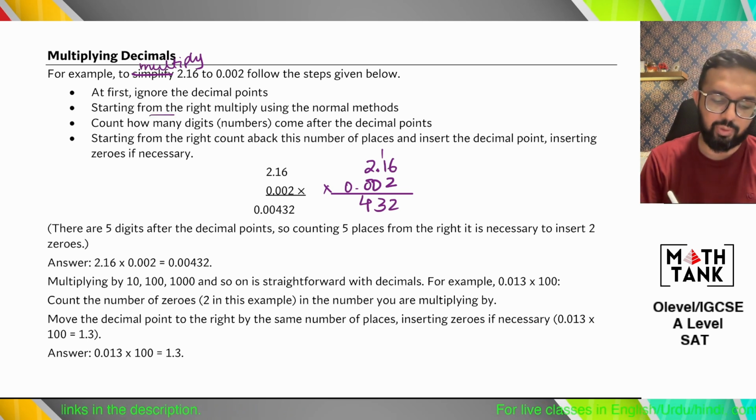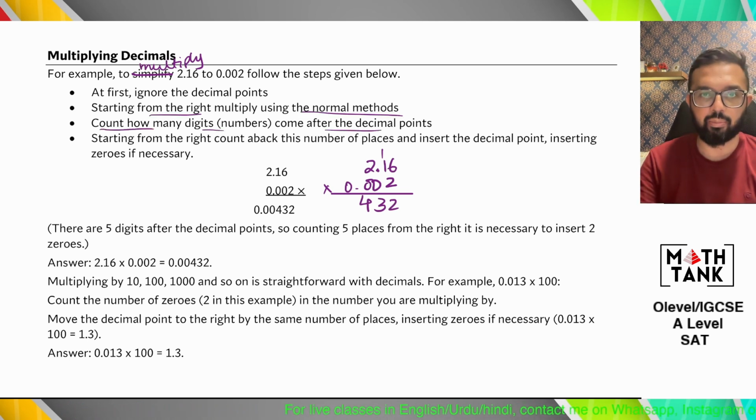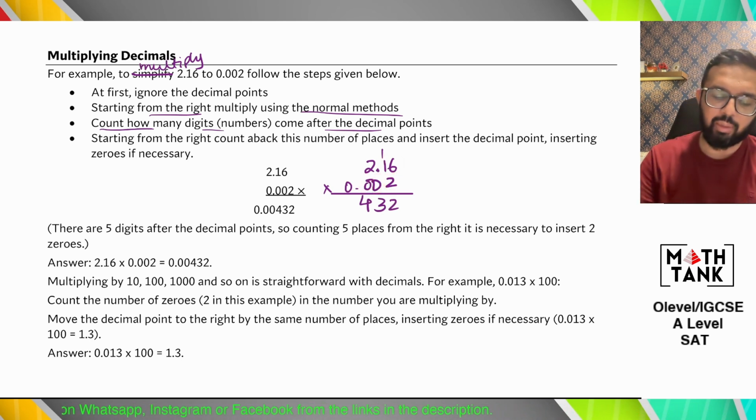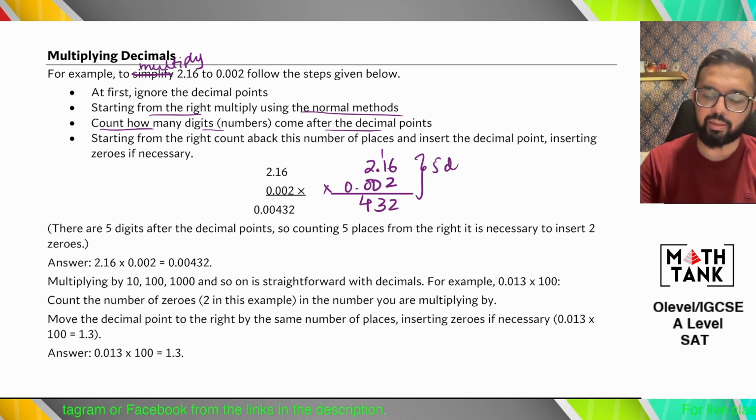Then it says start from the right, multiply using the normal method. That's what you've done. Count how many digits come after the decimal. What do I mean here? When you take these two numbers collectively, there are 2 decimal places here and 3 decimal places here. So that makes a total of 5 decimal places.